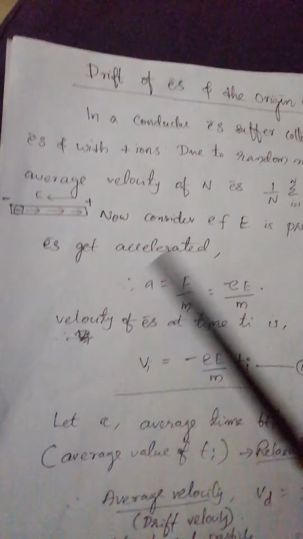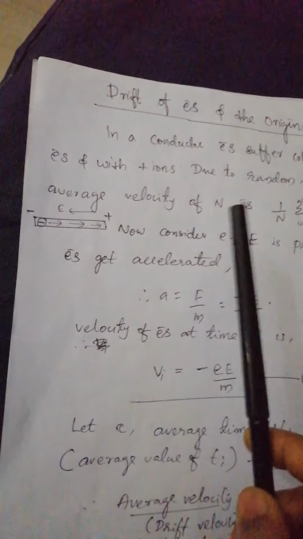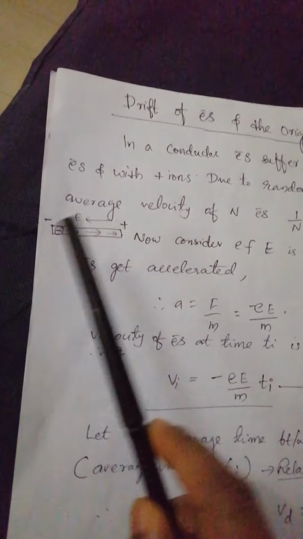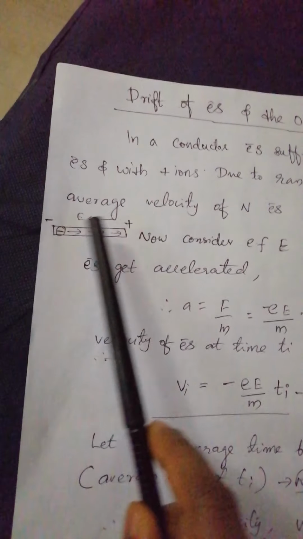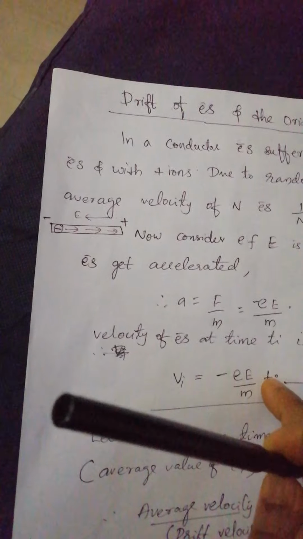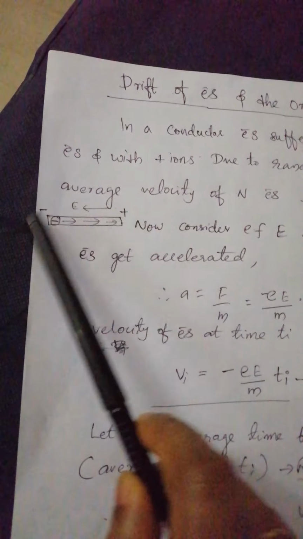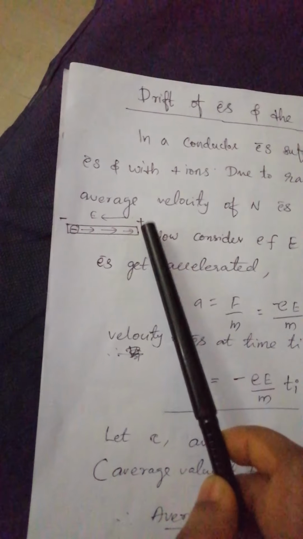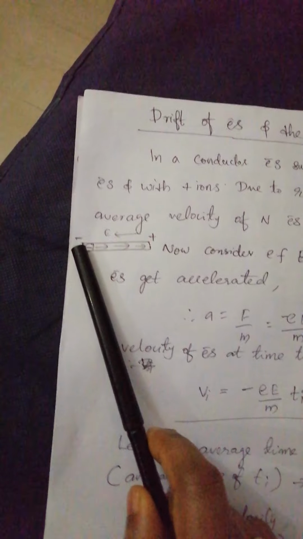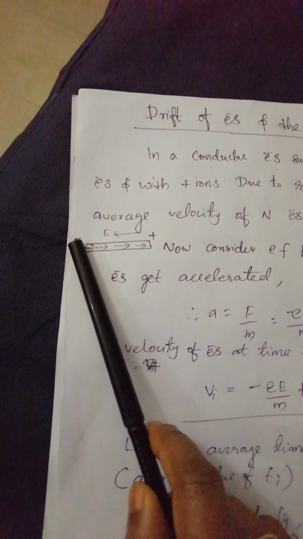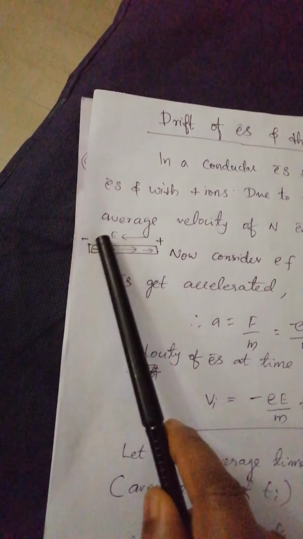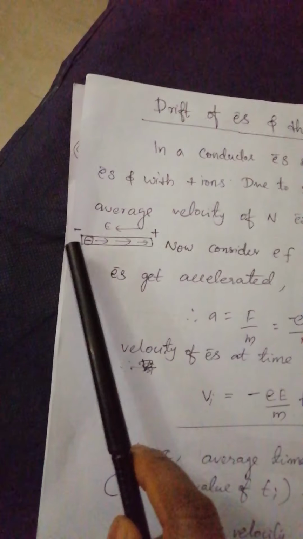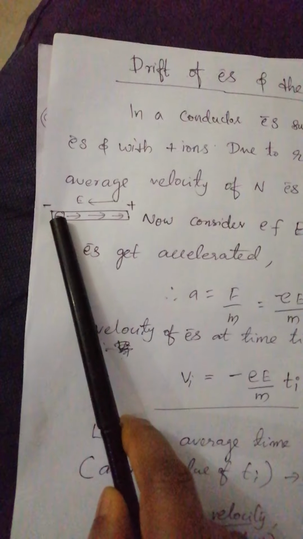But now consider we are applying a potential difference across a conductor. That means at the ends of a conductor we are applying a potential difference, that is voltage. One of the ends will have negative potential, the other end positive. That means the electric field is from positive to negative, that we know. And now the electrons, how do they travel?